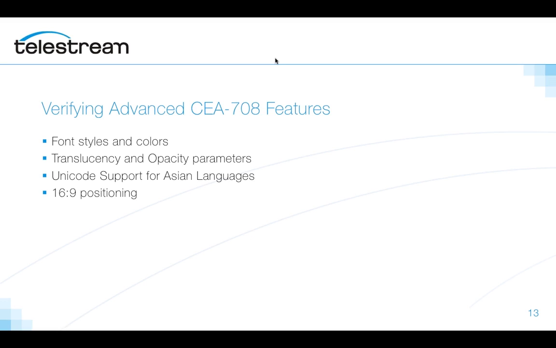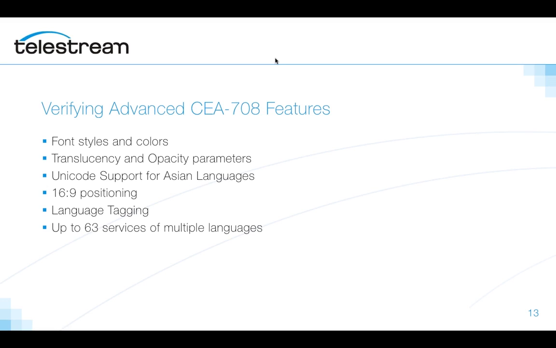There's also 16:9 positioning. As you know, high definition is 16:9, so you have more real estate to move the captions from left to right. And you can language tag. So if you have multiple languages, you can tag the language with English, French, Spanish, whatever you need. That's also part of the advanced 708 features, and you should be able to verify that tagging with software only.